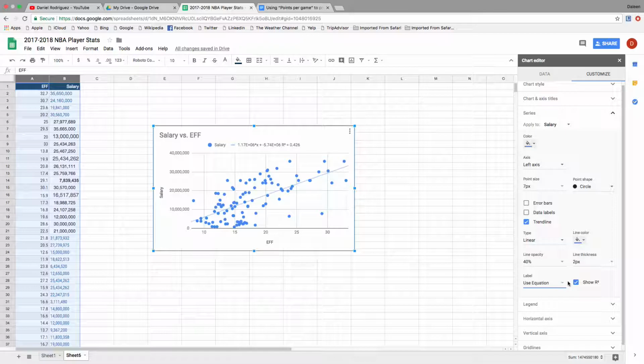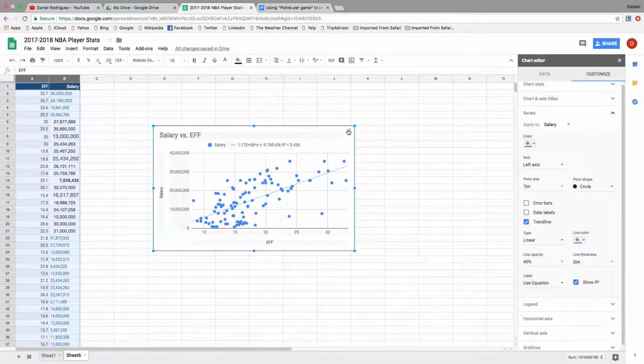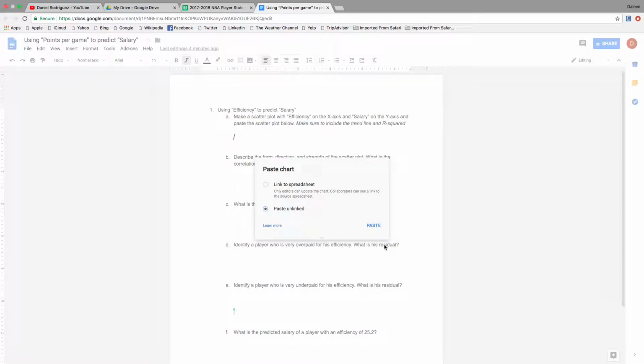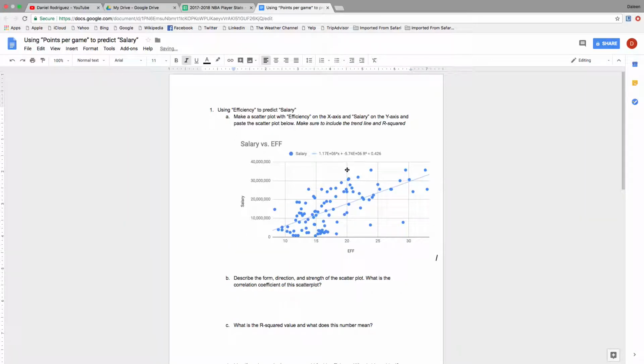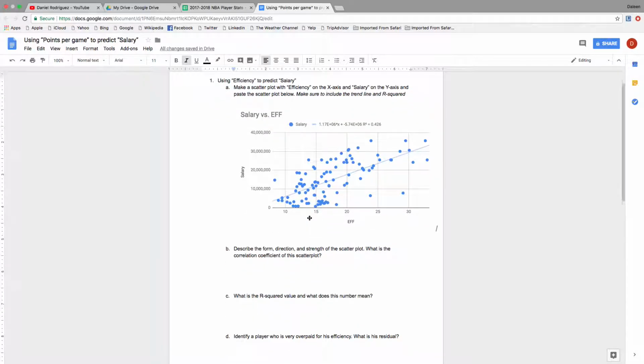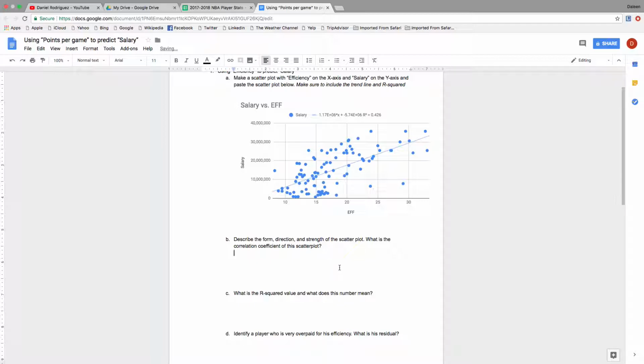All right. So the r squared value, it asks to include the trend line and r squared. So I'm just going to copy the chart, paste unlinked. I'll always paste unlinked. So I have r squared and the trend line. So I've done that first one. That's done. All right. So describe the form, direction, strength.